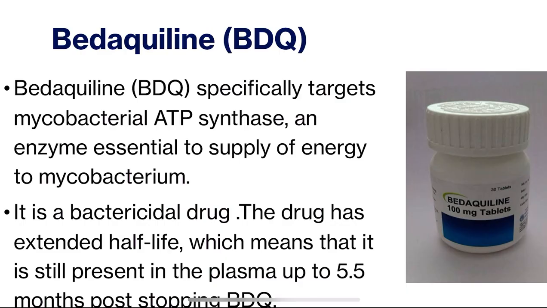It is a bactericidal drug which has an extended half-life. What does it mean, extended half-life? First, it is a bactericidal drug. It has an extended half-life. What do you mean by extended half-life? It means that the bedaquiline is still present in the plasma up to 5 to 5.5 months after stopping the bedaquiline. So, any bacilli which are still present, it can act upon them. Once you have stopped the drug, it still has an extended shelf life. It is still present in the body. Its effect is still present in the body, and it can kill the bacteria.